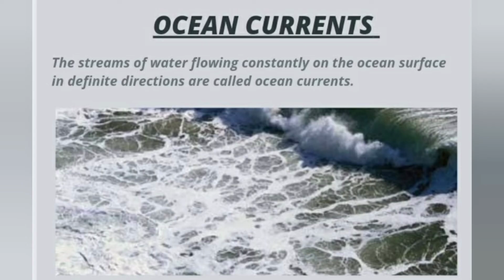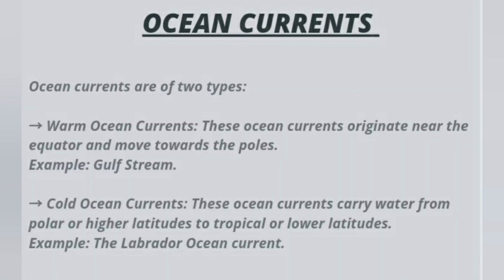Now we will discuss ocean currents. The streams of water flowing constantly on the ocean surface in a definite direction are called ocean currents. Ocean currents are of two types: warm ocean currents and cold ocean currents. The ocean currents that originate near the equator and move towards the poles are known as warm ocean currents.